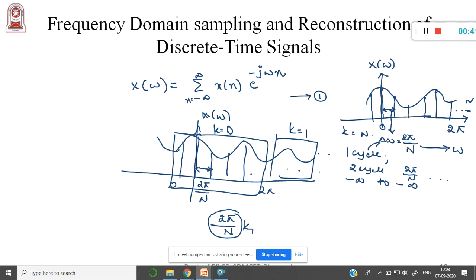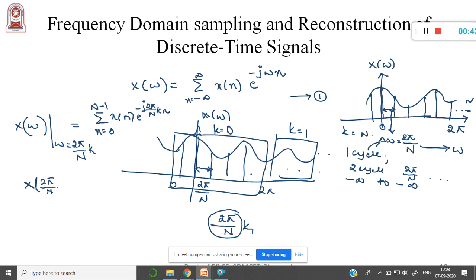So what happens now? X of e power j omega, instead of x of omega, so omega is sampled at each sample having 2 pi by n, that is equal to summation. Now n will be running from 0 to n minus 1 samples, x of n e to the power of minus j omega n. In place of omega, what is the sampling rate? 2 pi by n k. So now I replace this omega with 2 pi by n k, that is equal to summation.